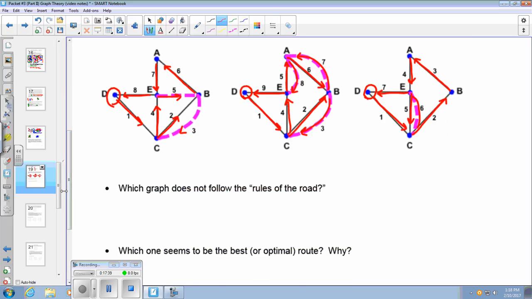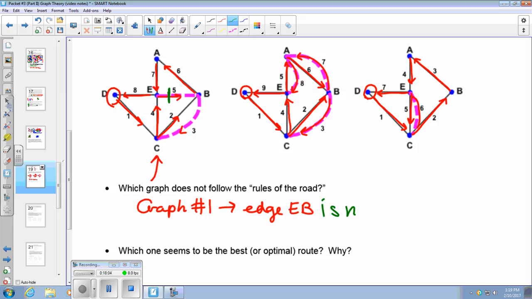Right, so which graph does not follow the rules of the road? Notice that graph 1 doesn't. And you may have caught this when I was showing you my route through that graph. But graph number 1, the one on the left, note that edge EB, and grab a different color marker, that's this edge right here, is not in the original graph. So I can't just make up roads when I'm doing this.